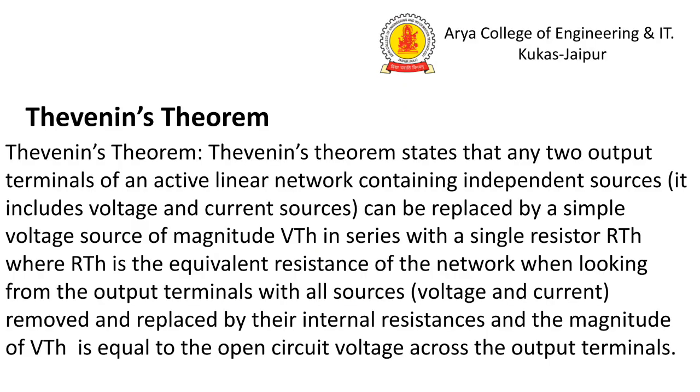Thevenin's theorem states that any two-terminal output of an active linear network containing independent sources can be replaced by a simple voltage source of magnitude Vth. This is called the Thevenin voltage, in series with a single resistance Rth, and Rth is called the Thevenin resistance.